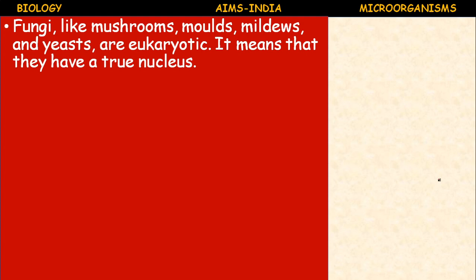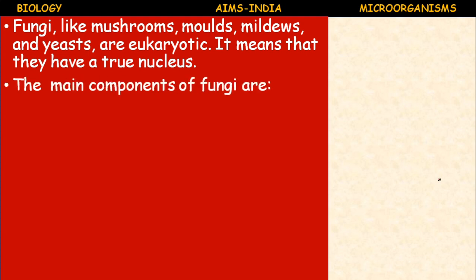Eukaryotic means advanced, well developed. It means that they have a true nucleus. Eu means true, karyon means nucleus. Fungi are eukaryotic because they possess a true nucleus.